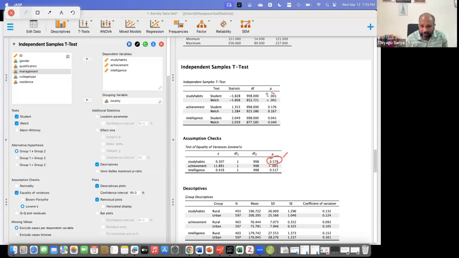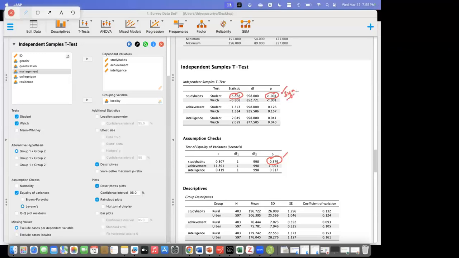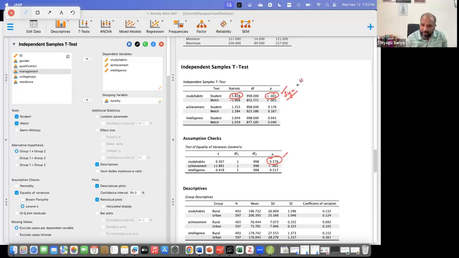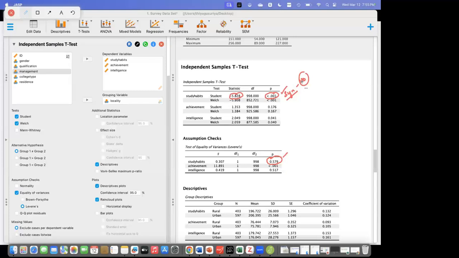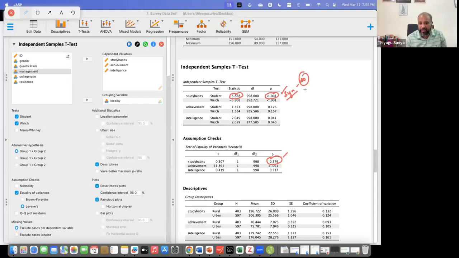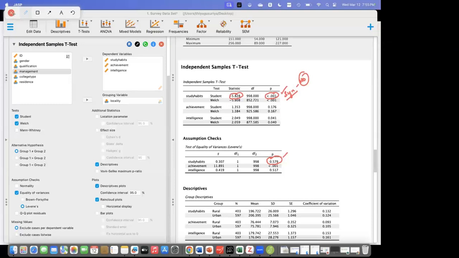Okay, student t-test. This is the p-value. This is the statistic value. Now, what is the p-value for the t-test? 0.001, less than that. Whether it's significant or not significant? It is significant. Significant means what? Null hypothesis rejected. Therefore, there is a significant difference between rural and urban students in study habits. Sir, I'm not getting the same value.